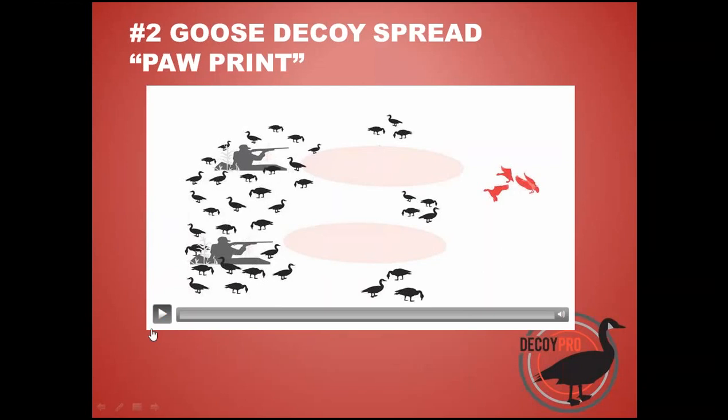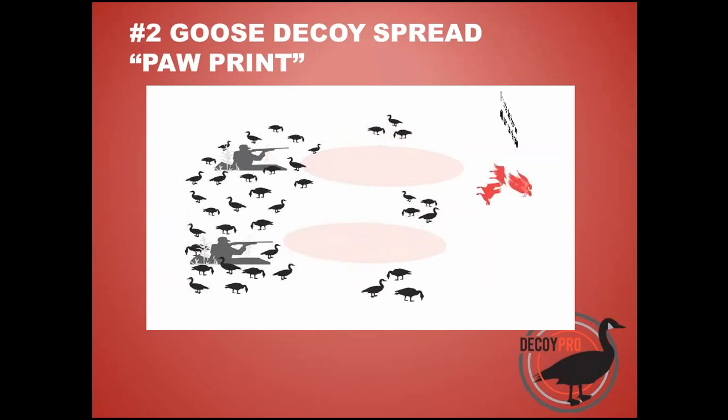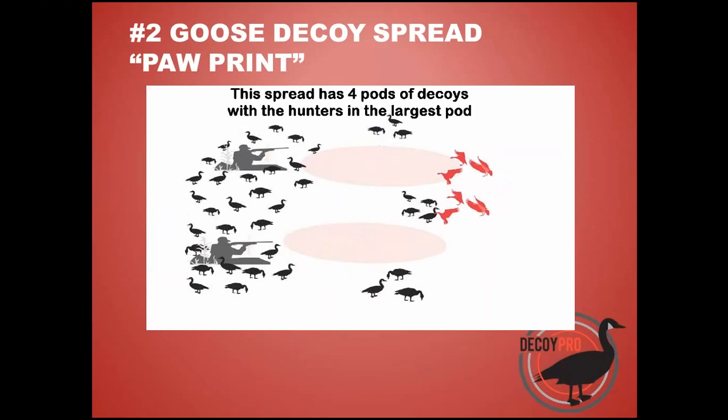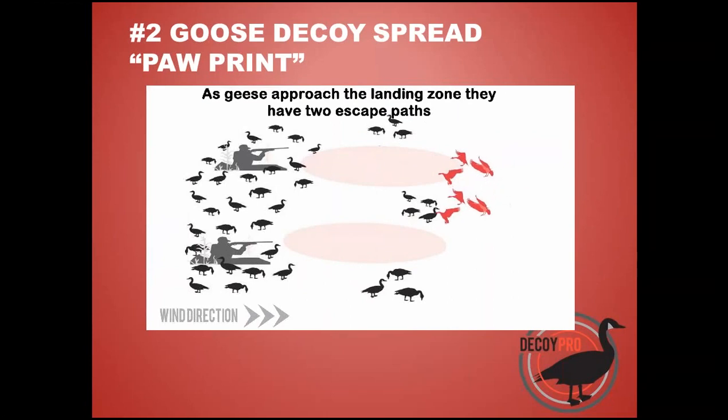All right, guys, in this diagram here, I'm going to hit play. I've got this animated. I like to call this spread the paw print. Basically, you've got a main base of decoys around the hunters. That's your prime base. Then you've got a couple of smaller pods out in front. There are a few neat things this does for you. First of all, the look: it ends up looking like the paw print of a dog or something like that, so that's why I call it that.